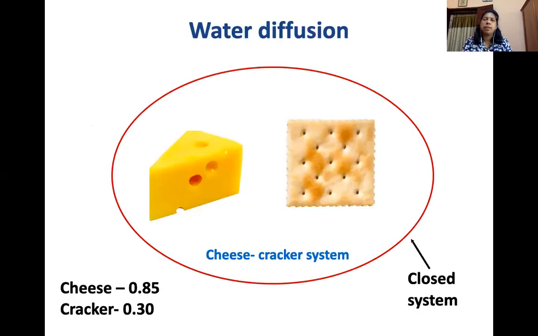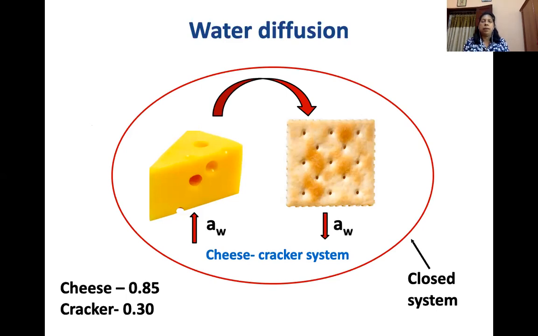Then shall we discuss water diffusion? What is water diffusion? Now, consider cheese, whose water activity is 0.85, and a cracker, whose water activity is 0.30. But both products you can keep at normal temperature for some period. So in the cheese and cracker system, when we consider a closed system, what will happen? Here the water activity is high in the cheese, but the cracker's water activity is low.